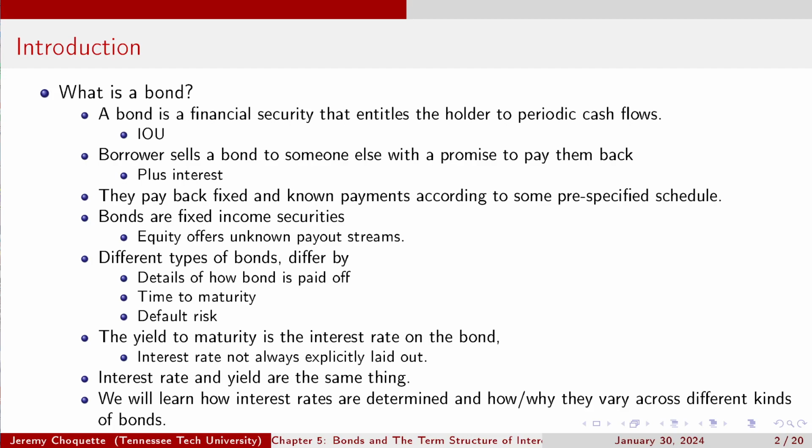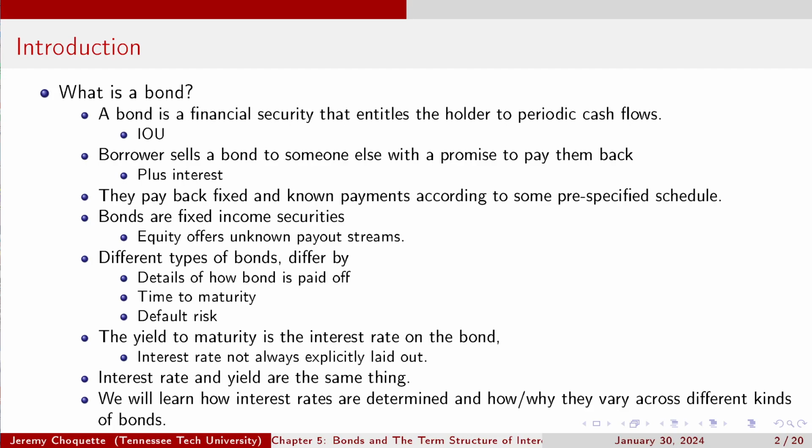Now, these bonds will pay back fixed and known payments according to some pre-specified schedule. Generally monthly payments, but it could be quarterly, semi-annually, annually, whatever. And these bonds are basically fixed income securities, whereas equity would offer unknown payout streams. And there are different types of bonds, and they differ by details like how the bond is paid off, the time to maturity, and the default risk. The yield to maturity is the interest rate on the bond, but the interest rate's not always explicitly laid out.